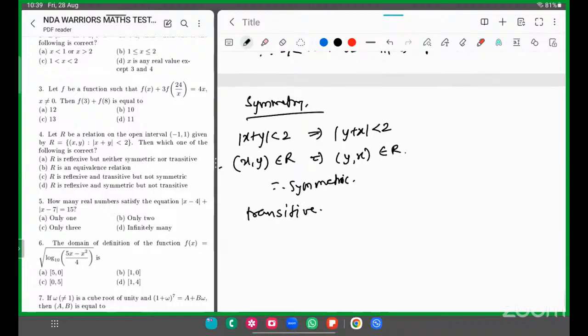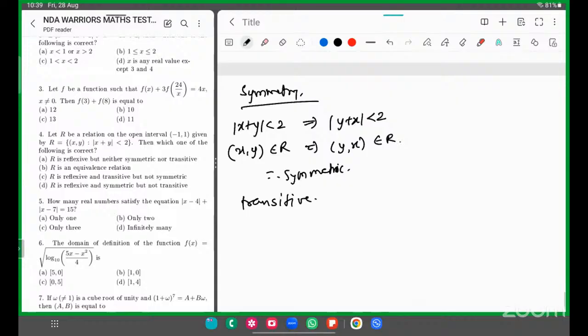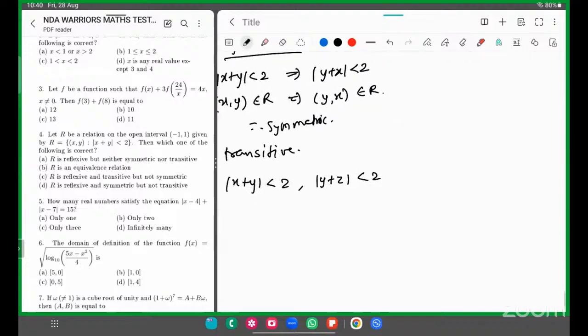Then third, for transitive, what will we do to check transitivity? For transitive, we need to have some numbers, put some points and check, because directly we cannot check. Suppose for transitive, they have given mod of x plus y less than 2 as the first condition, and also mod of y plus z less than 2 as the second condition. Now, combining both of these conditions, what is it going to give us? I want the relation in terms of x and z. If mod of x plus z is also less than 2, then it is fine.